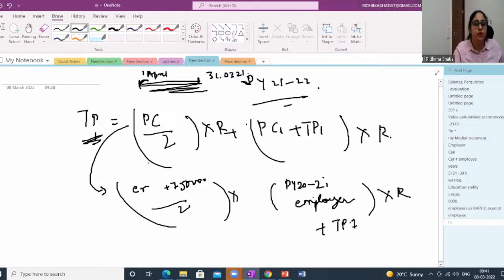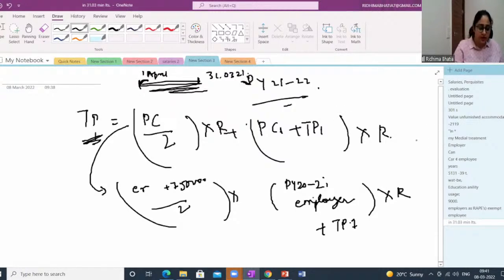So PC would be your current year employer contribution. PC1 would be your previous years' employer contribution in excess of 7.5 lakhs. TP1 would be the perquisite value calculated earlier for the earlier years, all after 1st April 2020 but before the current year. Into R factor.